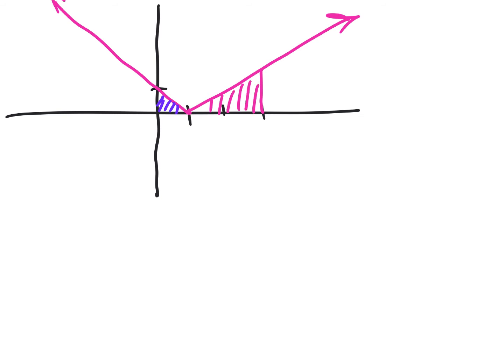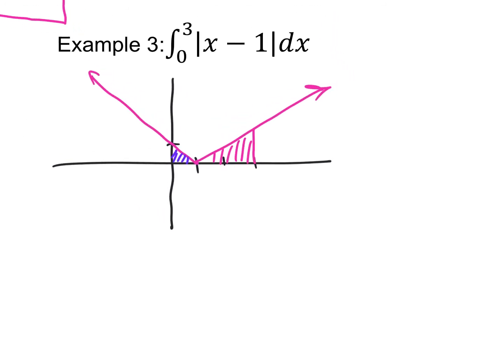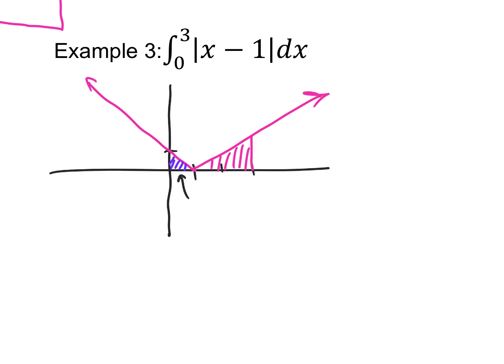Now, do we know enough about this parent function to figure out these areas? We sure do. What about this little area right here? One-half base times height is just 1/2 times 1 times 1, so 1/2. What about this one? Do I know what the height of this triangle is? It's 2 as well, because I know the absolute value function has a slope of 1. So that's 1/2 times 2 times 2, so just 2.